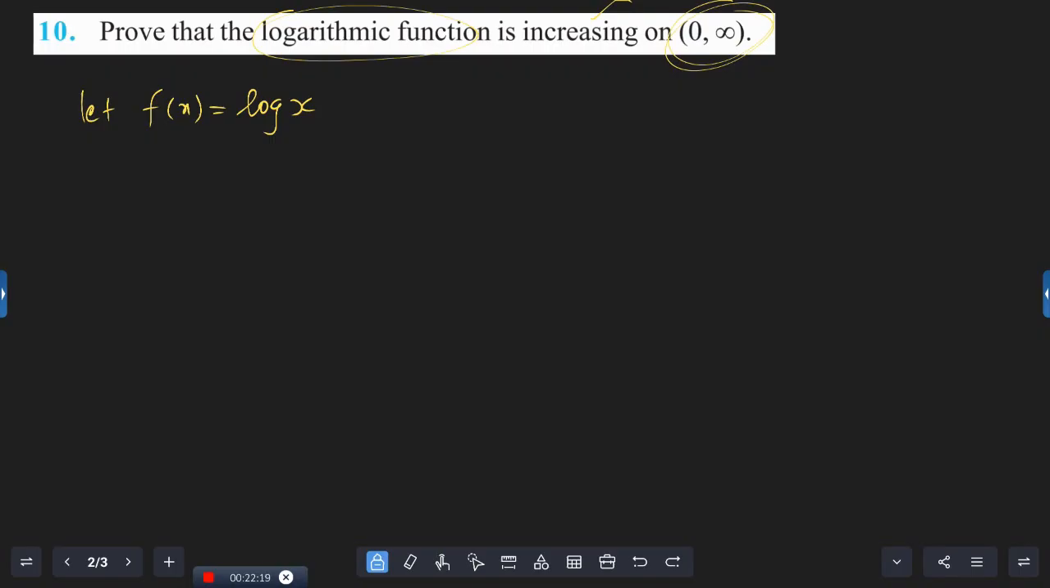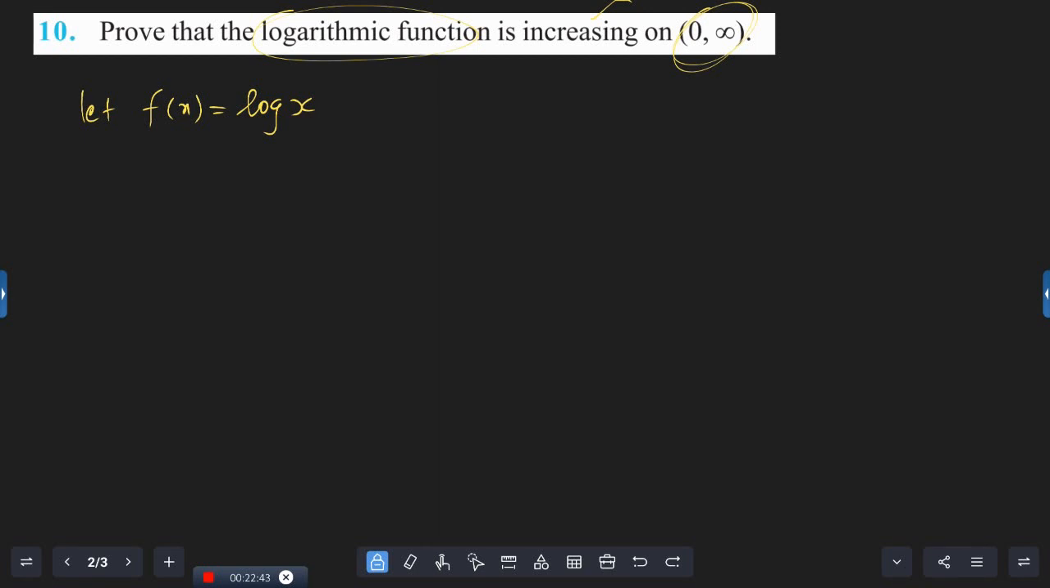And for the logarithmic function, they asked the domain. What is the domain? Logarithmic is always positive, meaning 0 to infinity, positive real numbers. Log is not applicable for any negative value. Log is applicable only for positive numbers. So if they ask the domain of the logarithmic function, the domain is 0 to infinity. Don't forget, remember this.